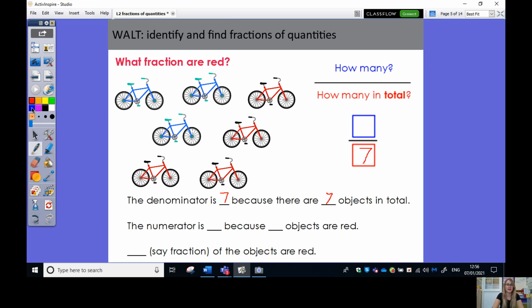And then the next part I need to do is fill in my numerator. So how many are red? So I've got 1, 2, 3, 4. So the numerator is 4 because 4 objects are red. And then we're going to say the fraction. So 4/7 of the objects are red.